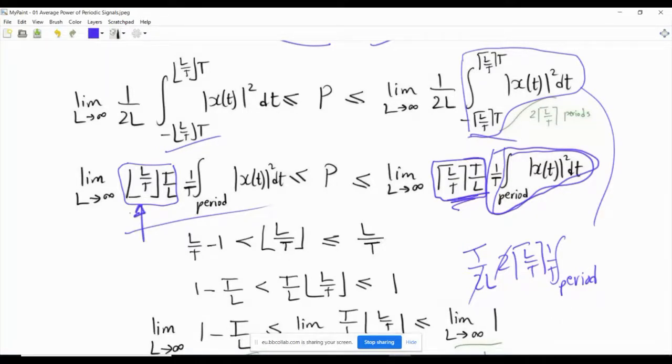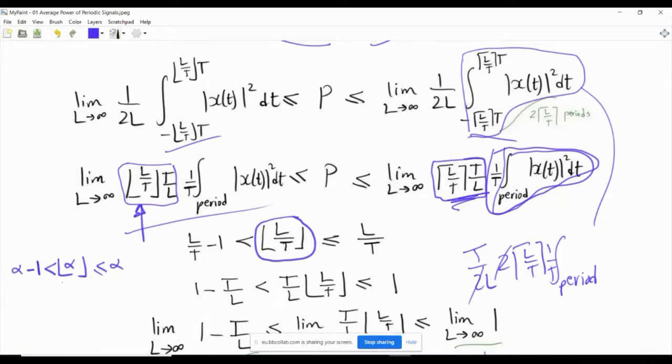The floor of L over big T, multiplied by T over big L, and then you are taking the limit as big L goes to infinity. So what is the meaning of the floor? The floor of L over T, so that's a real number, is less than or equal to L over T, and is bigger than L over T minus 1. So generally, the floor of some real number alpha is less than or equal to alpha, right? It's equal to alpha if alpha is an integer. If alpha is an integer, then its floor is basically itself. And the floor is always strictly greater than alpha minus 1.